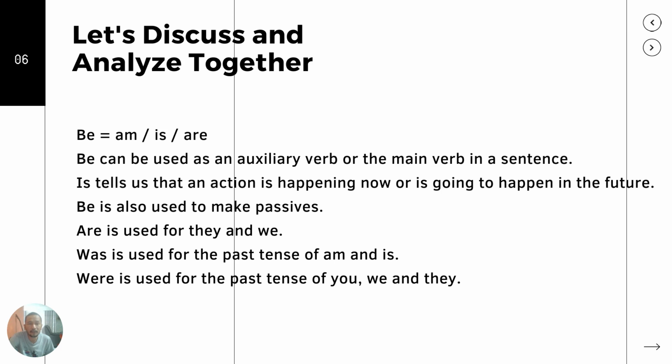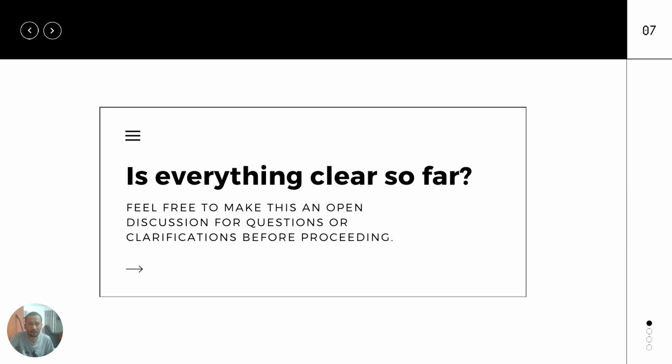So be: am, is, or are. They are used as an auxiliary verb for the main verb in a sentence. It tells us that the action is happening now or going to happen in the future. Also used to make the passive. Are is used for you, they, and we. Was is used for the past tense of am and is. Were is used for the past tense of you, we, and they. So far so good. Is everything clear now? Hopefully you will be clear after you do your module. So far, let's carry on.